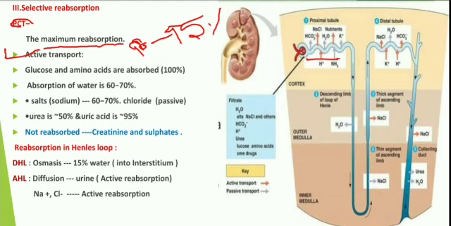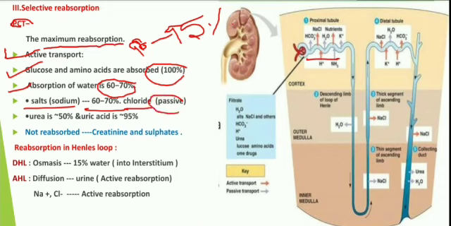In this part, 100 percent of glucose and amino acids get reabsorbed, and 60 to 70 percent of water is also reabsorbed in the PCT. 60 to 70 percent of sodium ions and chloride are also reabsorbed by the process of passive transport, along with 50 percent of urea and 99 percent of uric acid. All these substances get reabsorbed in the first part of the nephron, that is the PCT.